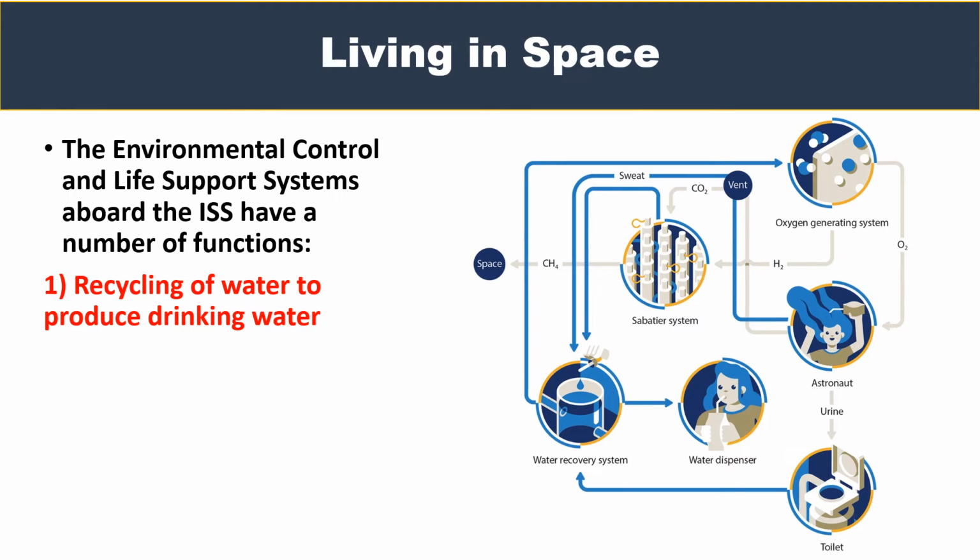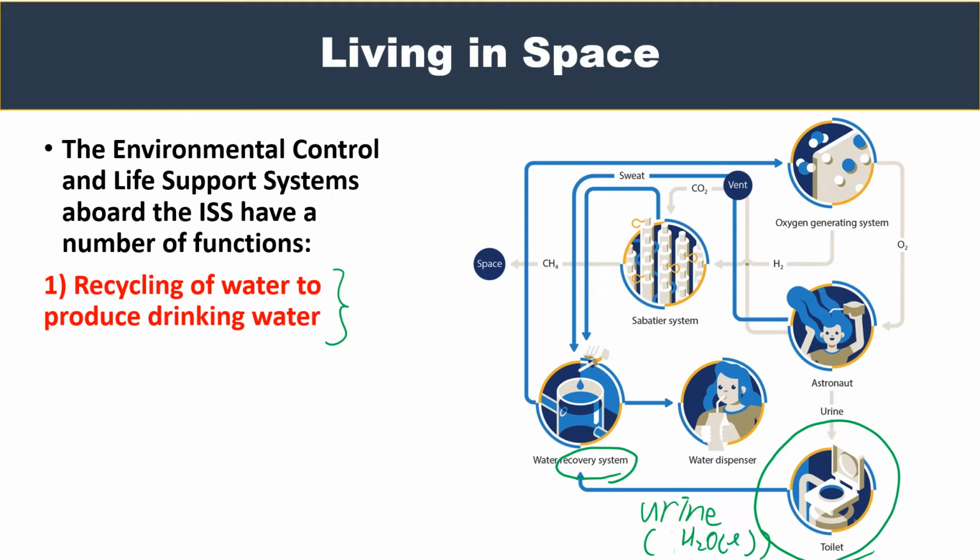The environmental control and life support system aboard the ISS has a number of functions. One thing that I mentioned numerous times is recycling water to produce drinking water. If you think about it, a lot of people feel disgusted by this process, but let's think about our urine. Urine has a lot of water in it. Actually, it depends on what you eat and what you drink, but unless you're drinking coffee every day, most of the content is still water. From the toilet, we recover the water.